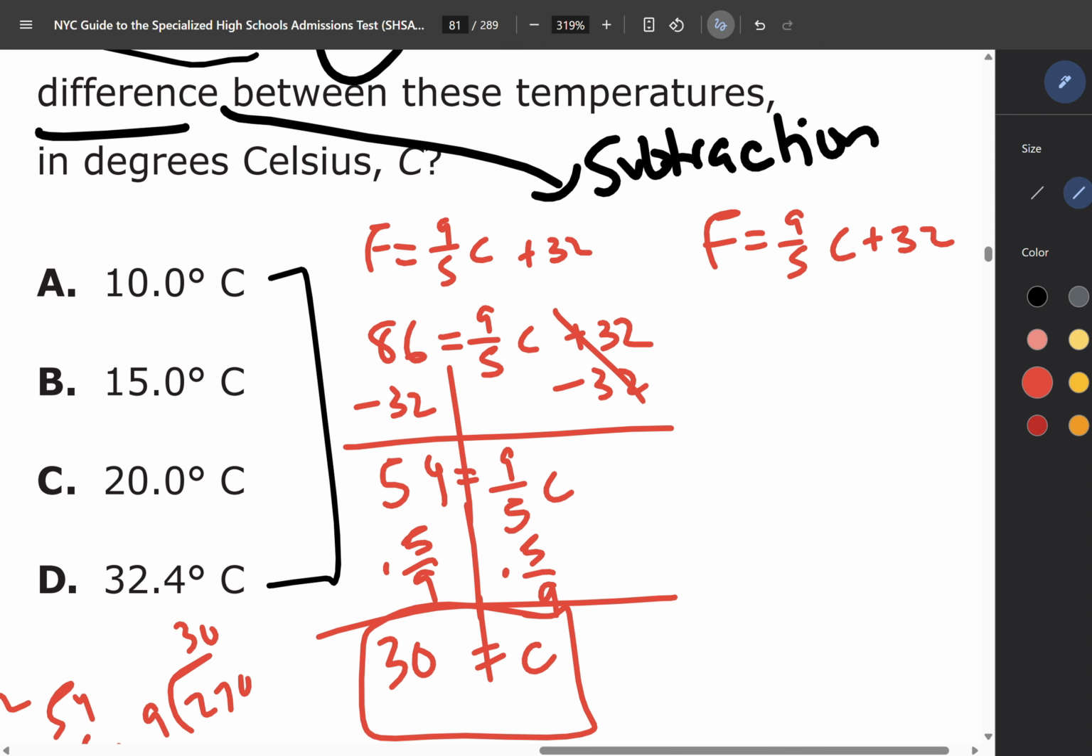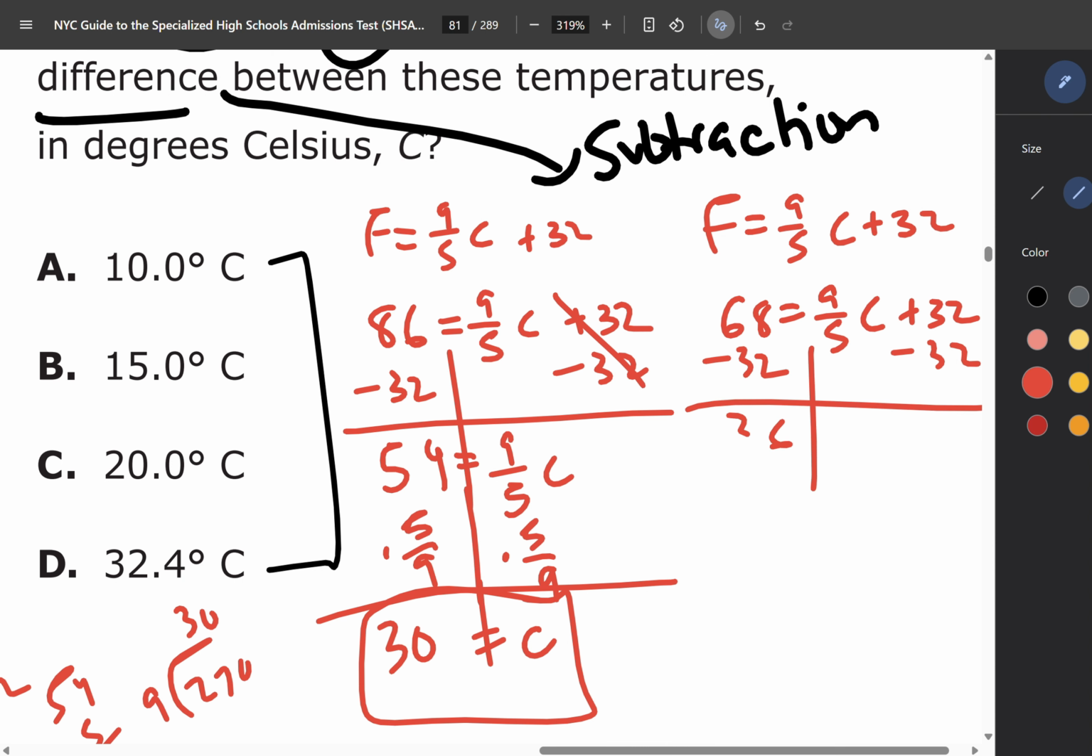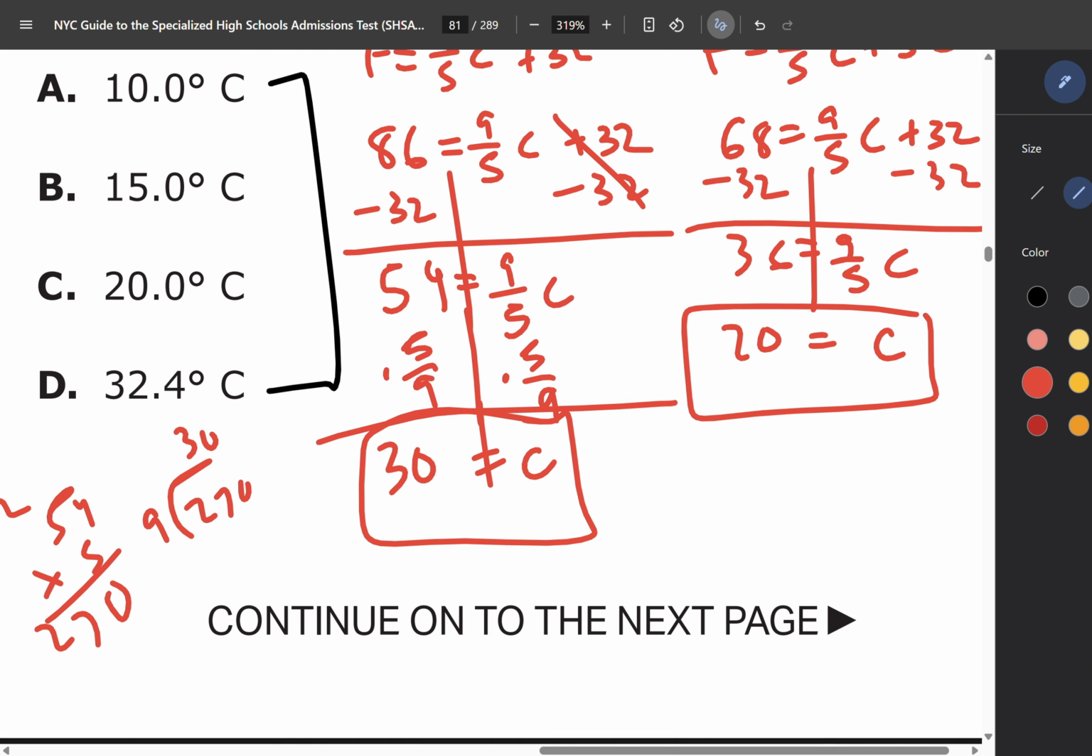except we're going to plug in 68 instead. And once again, we are solving for that variable in our problem. 36, so just like before, we're going to multiply by 5 over 9. I'll just do that in my head because you got the idea before. 36 times 5 is 180, divided by 9 is 20. So the other C is equal to 20.